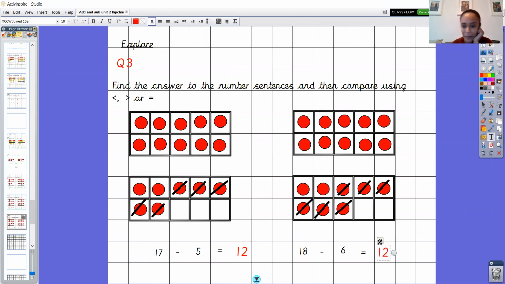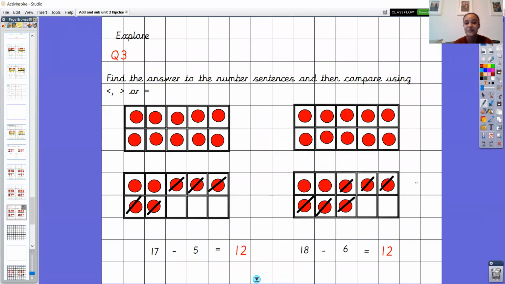So which is the bigger number? Well, I've got 12 on both sides. There isn't a bigger number. So what am I going to put in the middle? I'm going to put the equal to symbol because they are the same. Okay, so we're going to say 17 take away 5 is equal to 18 take away 6. Can you see 2 different number sentences with the same answer? So let's say that together. Ready? 17 take away 5 is equal to 18 take away 6. Fantastic. Well done, year 1.